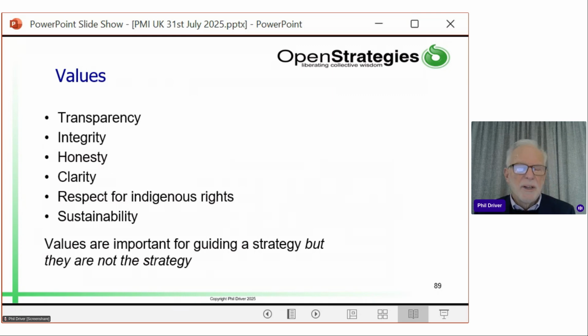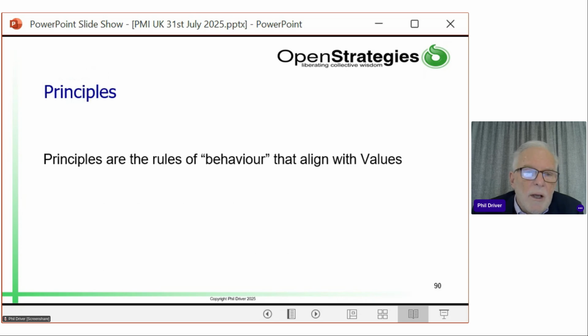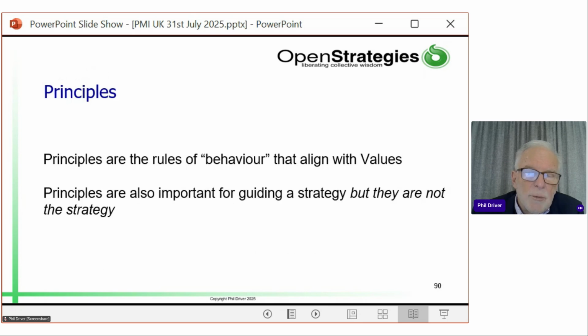And yet over and over again, you'll see wonderful statements about transparency and honesty and clarity in strategy documents, pretending that those are the strategy. No, they're not. They're just a set of value statements. And they say nothing about how you're going to implement those. And that brings us to what we call principles. So principles are the rules of behavior that align with the values. Principles are also important, but they're not strategy.